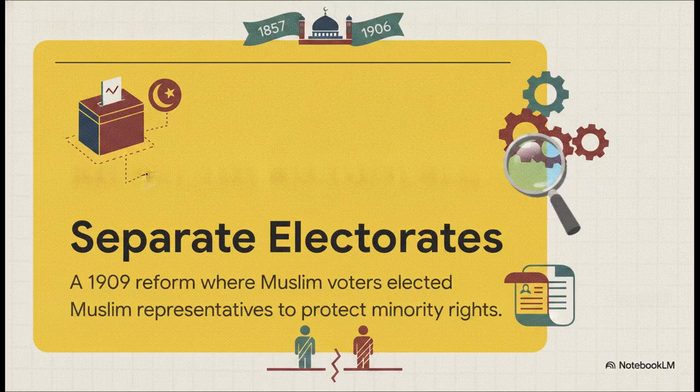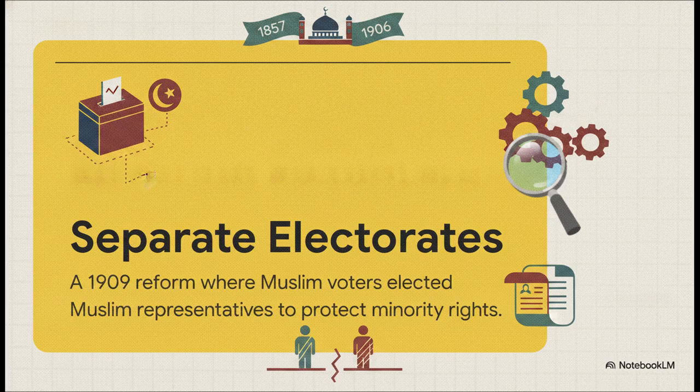Okay, so in the decades following that uprising, political awareness really started to boom. In 1906, the All India Muslim League was formed to protect the rights of Muslims, who were, of course, a numerical minority in British India. And this led to a real game changer in 1909, separate electorates. Under this British reform, Muslim voters specifically elected Muslim representatives. Supporters saw this as absolutely crucial for protecting minority rights, while critics argued it just deepened divisions.